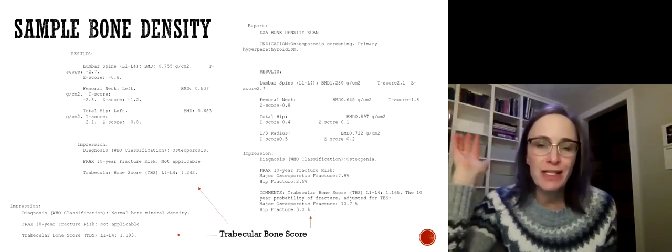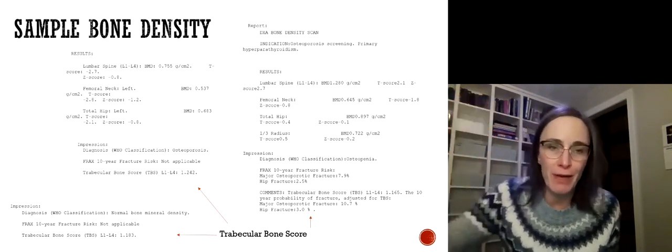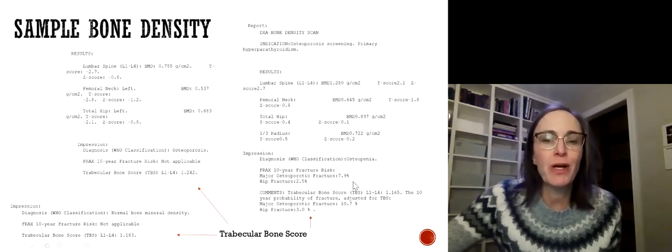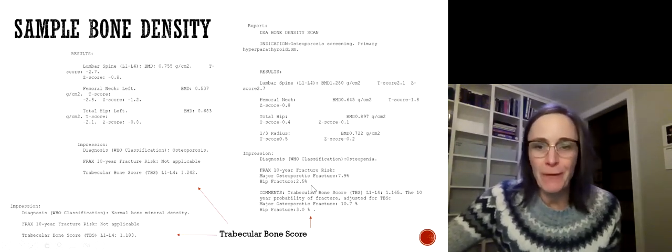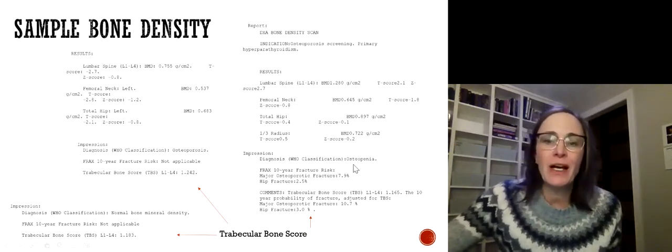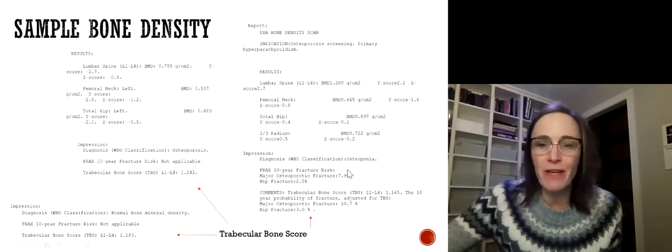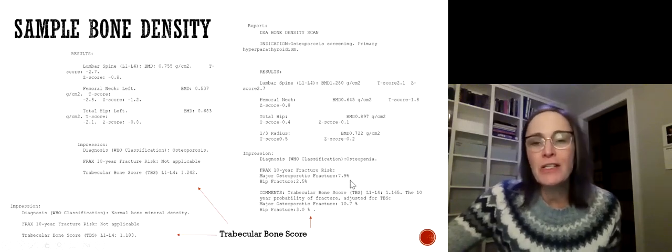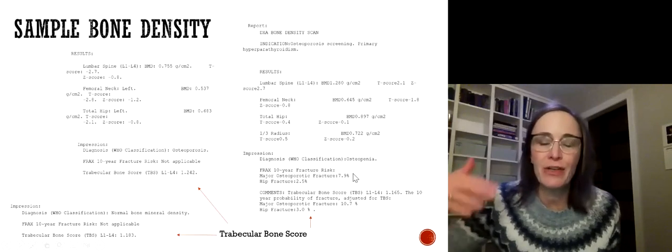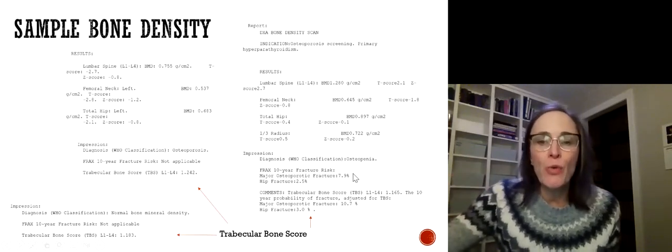Within FRAX, each country has a different cutoff for what they recommend for treatment. And within our country, we recommend 20% for major osteoporotic and 3% for hip. Now, based on this, I've got osteopenia, I don't have an elevated 10-year risk of fracture. So at this point, I'm thinking I'm not going to treat this patient. I'm just going to do the standard calcium and vitamin D.